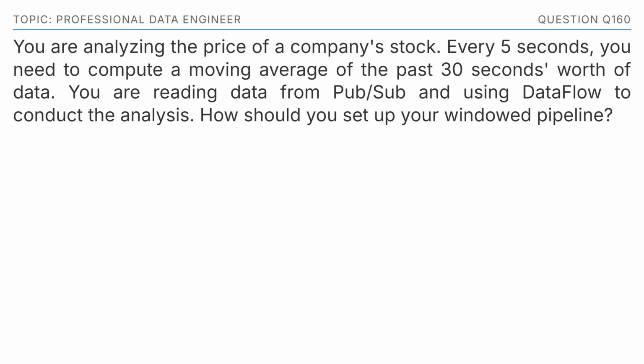You are analyzing the price of a company's stock. Every 5 seconds, you need to compute a moving average of the past 30 seconds worth of data. You are reading data from Pub/Sub and using Dataflow to conduct the analysis. How should you set up your windowed pipeline?